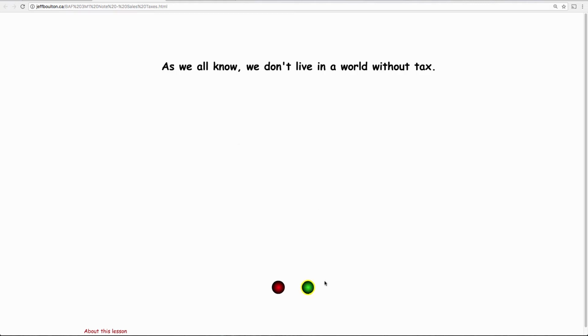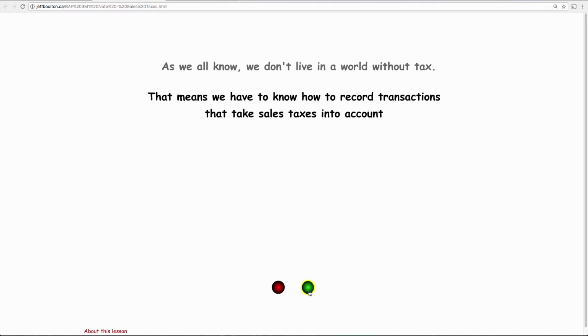So you probably all know that we don't live in a world without tax. When we buy stuff, we have sales taxes. And in this particular part of the world, I'm talking about the HST, the harmonized sales tax, right? These taxes affect the transactions that businesses have. So we have to learn how to record transactions that involve these retail sales taxes.